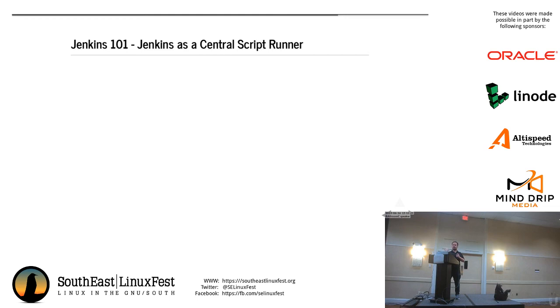So now, with all these concepts, I want to talk a little bit about what are some of the things that you can do with Jenkins. As I mentioned before, Jenkins can be a central script runner. So this is a good way to share your scripts. You can put them in a repo and then set up either jobs or pipelines on the Jenkins server as a way of sharing those with others.